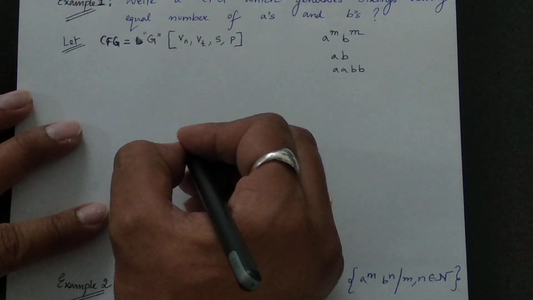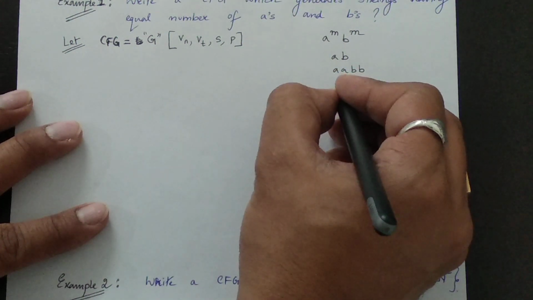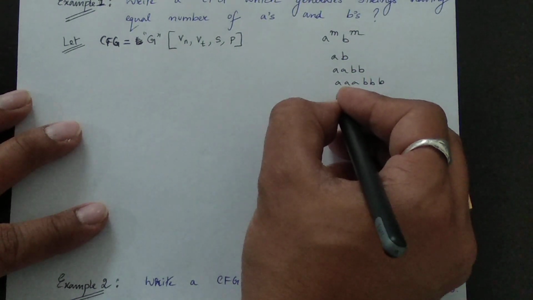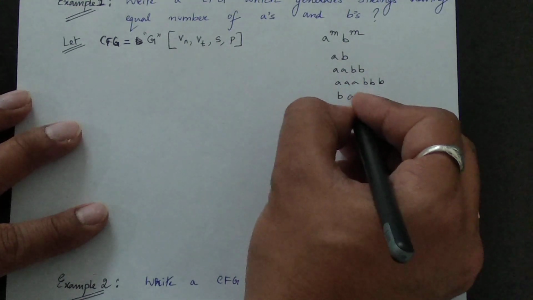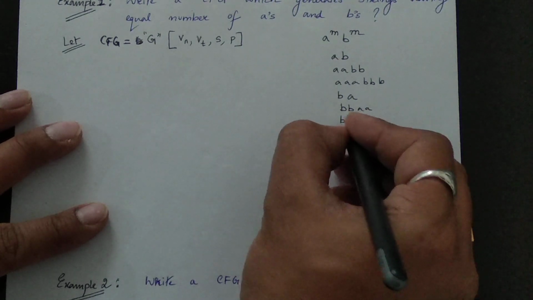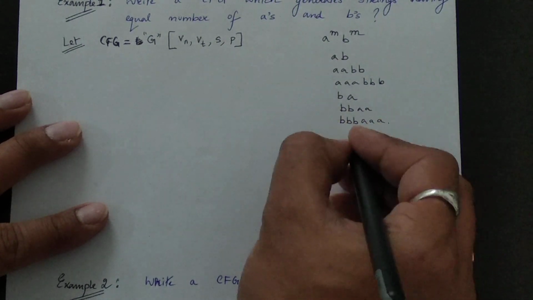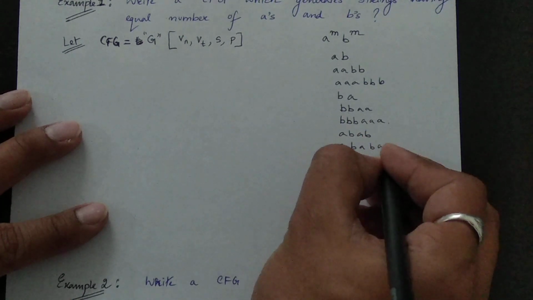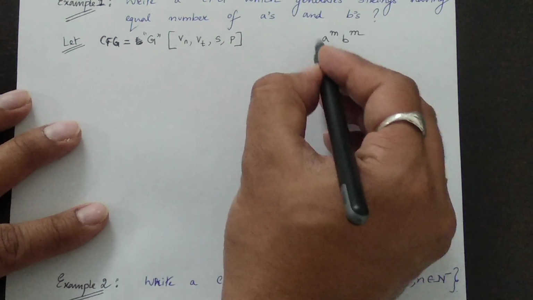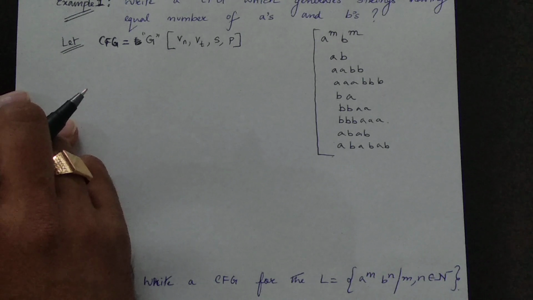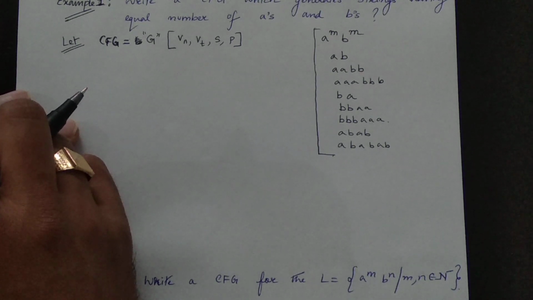It may be triple A, triple B. It may be that B starts, so B, A. It may be B, B, A, A. It may be triple B, triple A. It may be AB, AB. It may be AB, AB, AB. These are the possible strings that I have found. If you have any more strings, you can also write them down, but I find this okay.